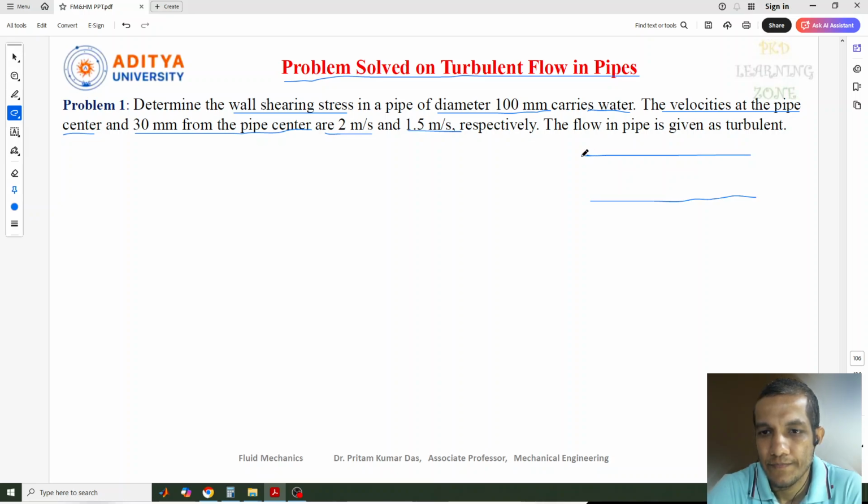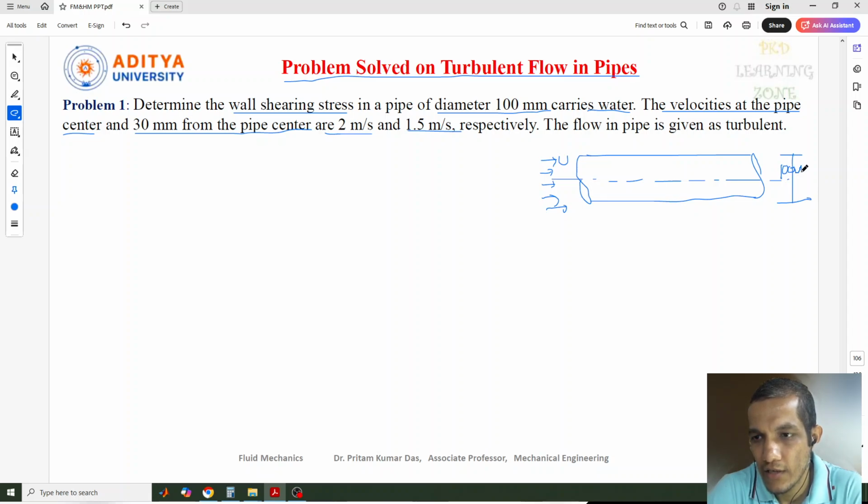Suppose this is a pipe, and the fluid which is flowing through this pipe is turbulent. You can draw flow arrow marks like this, and let's consider this is the flow velocity u flowing through this pipe, and the pipe diameter is given. This is 100 millimeter. So let's see what data are given in this question.